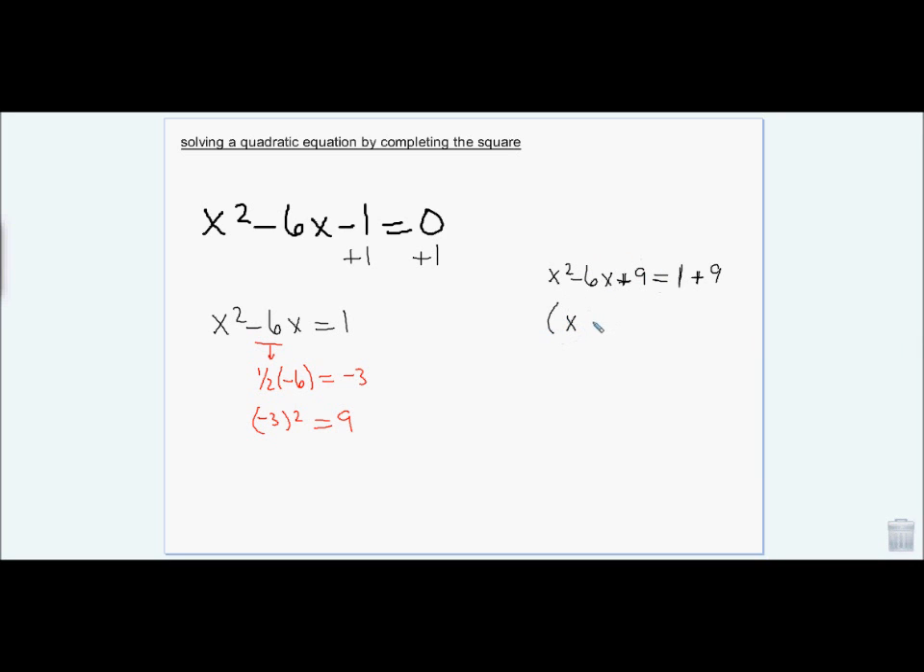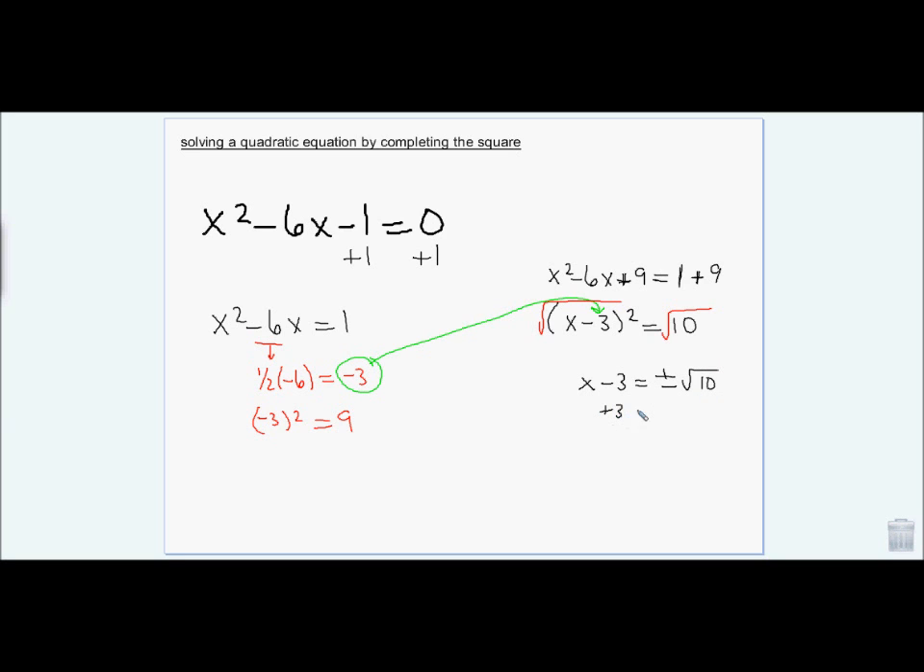The reason we complete the square is because this will then factor quite simply. That's the number we use. And then I use the even root property to take the square root of both sides. And so I get x minus 3 is equal to plus or minus the square root of 10.